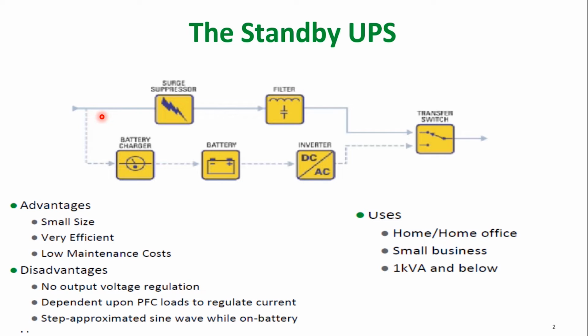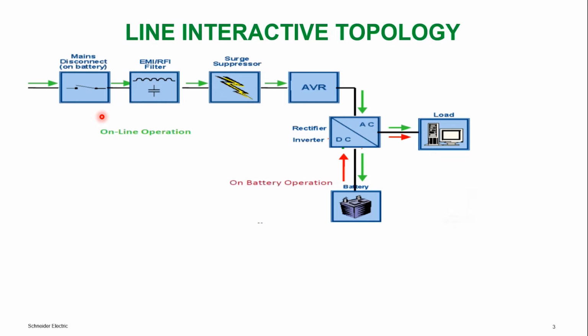Please note it down. UPSs with a standby topology have a transfer time of 7 to 8 milliseconds. This is the reason we use this type of topology UPS only for basic purposes, either for our desktop computers or workstation computers. We will see in the next slides what applications we can use these topology UPSs for. Next one is line interactive topology.